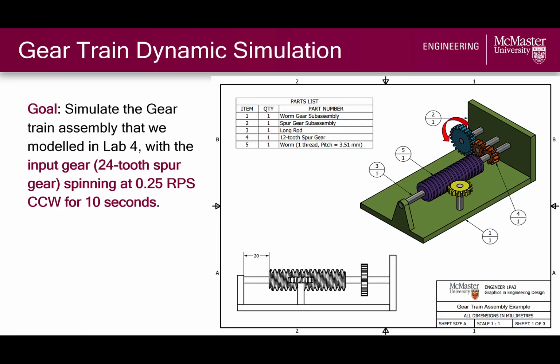Welcome back. In this video, we are going to create a dynamic simulation of the gear train that we assembled in Lab 4. For example, we'll try running a simulation where the input gear rotates for 10 seconds at 0.25 revolutions per second counterclockwise, as noted on the drawing.